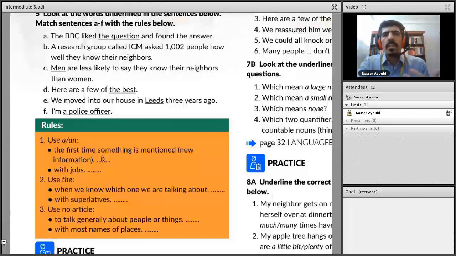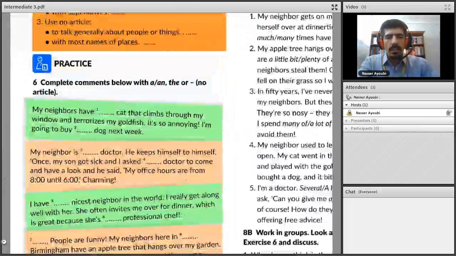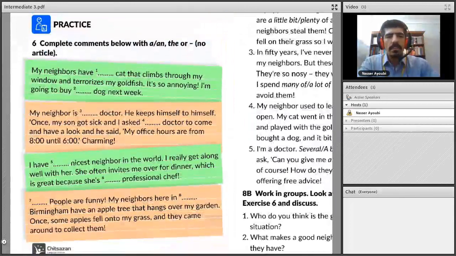Otherwise, we never use an article before them, like Iran, America, Switzerland, Japan, and so on. Okay, let's practice. Complete the comments below with a or an, the, or no article.